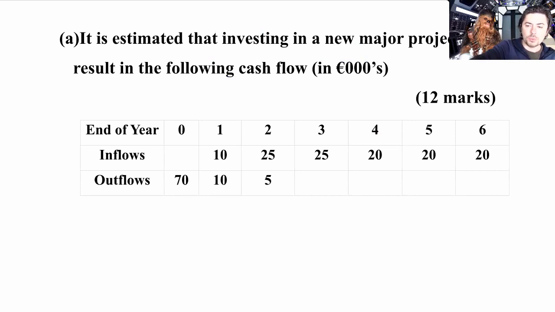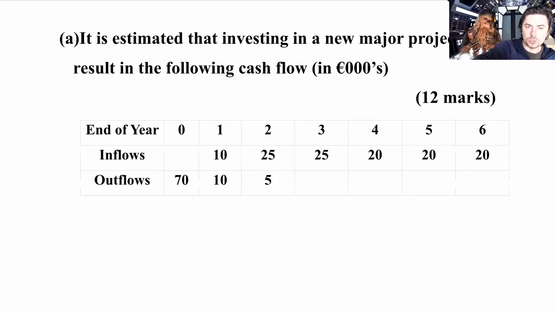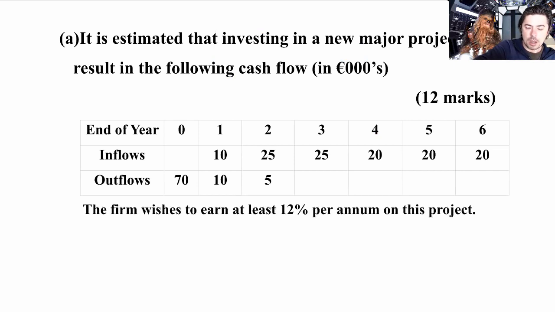If you recall with the formula, you have your C there, your net cash flow. The net cash flow here is just your inflows minus your outflows. So we're going to have to do a calculation breaking up that formula. Also given in the question, you're told that the firm wants to earn at least 12% per annum. We're going to take that to be your discount rate, the value that's in your formula.